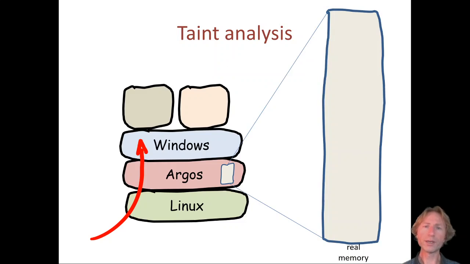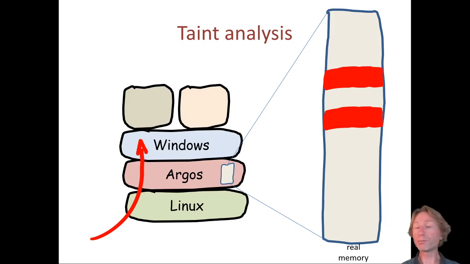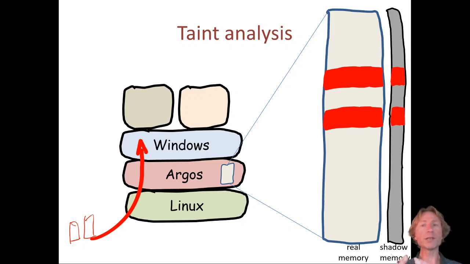So if we load this up a little bit, here's your real memory that is provided to Windows. So this is the memory that Windows sees. And maybe these bytes came from the network here. So this is a byte here and then a byte there, that came from the network and is stored in memory in these locations. What Argos will do is keep a separate shadow memory only in the emulator here, not visible to Windows. And it indicates that this data is tainted. It's coming from an untrusted source.